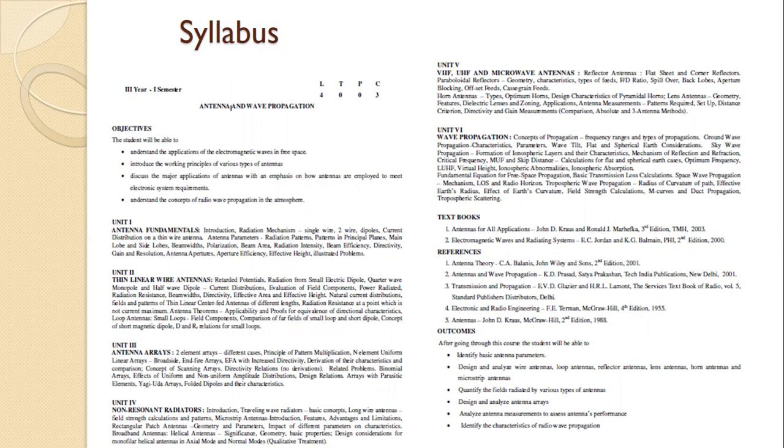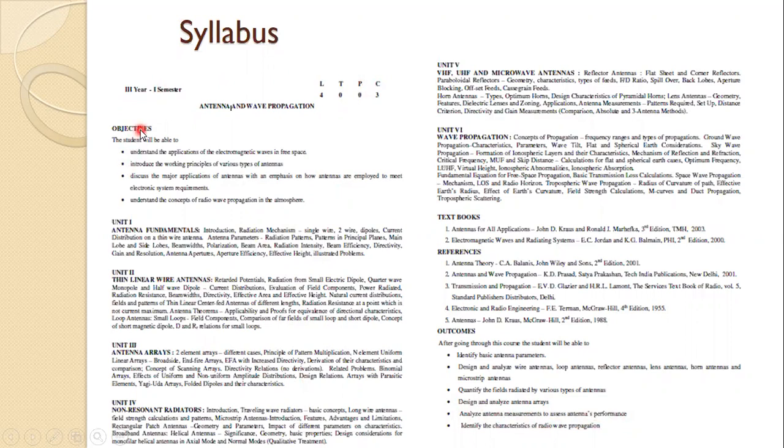After learning these 6 units, the students are able to identify the basic antenna parameter. Second outcome is design and analyze wire antennas, loop antennas, reflector antennas, lens antennas, horn antennas, and microstrip antennas. Quantify the fields radiated by various types of antennas. Design and analyze antenna arrays. Then analyze antenna measurements to assess antenna's performance. Identify the characteristics of radio wave propagation.